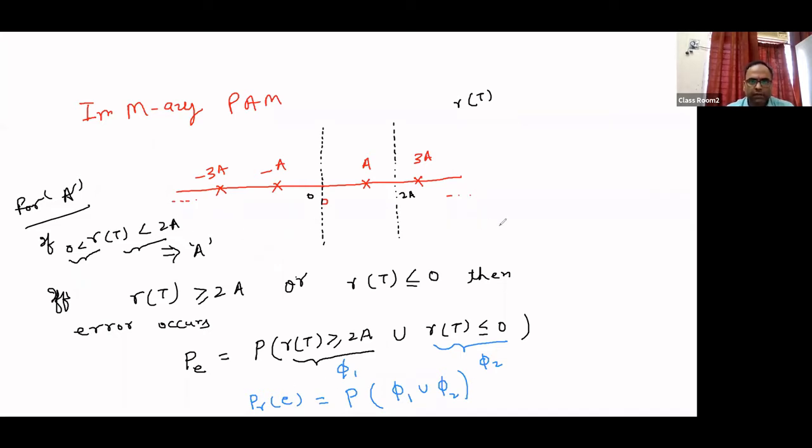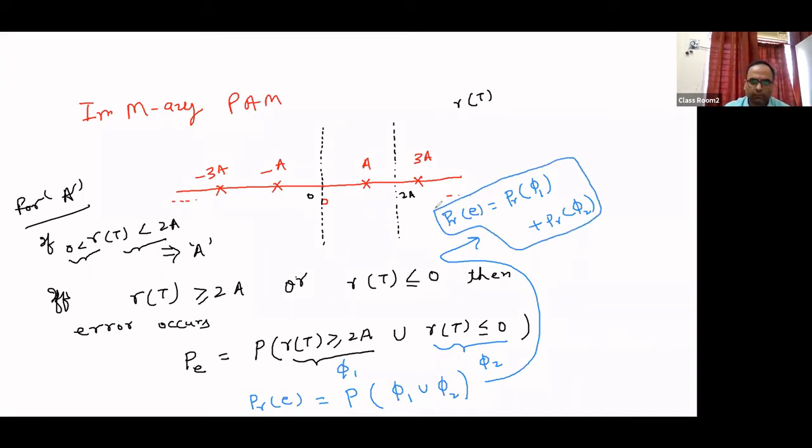Further, this equation can also be written as, we know that in place of the union we can simply replace it by a summation sign. That is, the probability of error can be written as the probability of phi 1 plus the probability of phi 2, right? So this is the concept of how to calculate the probability of error for M-ary PAM.